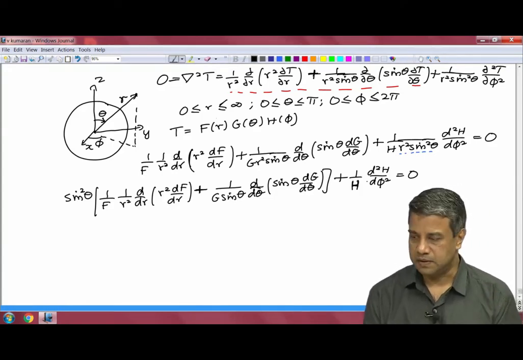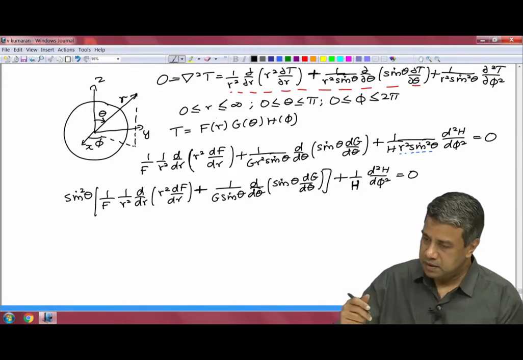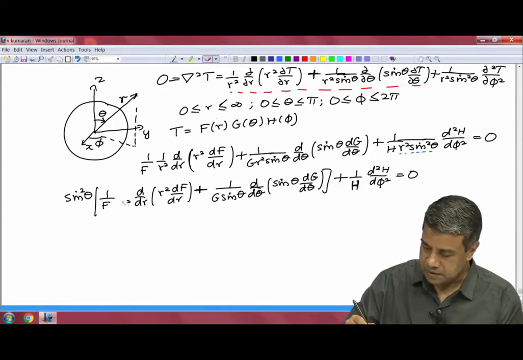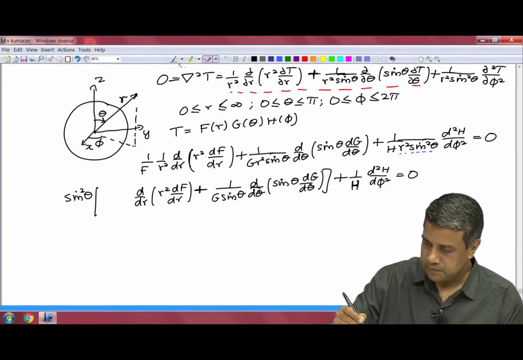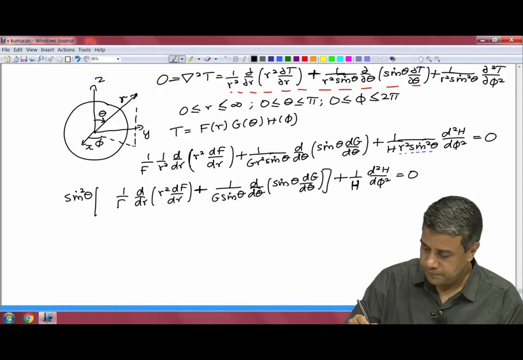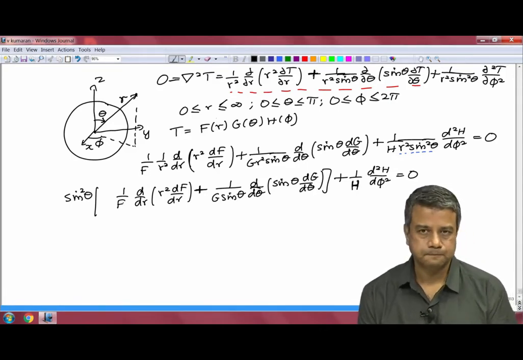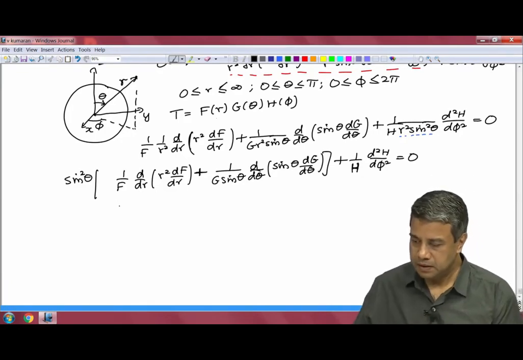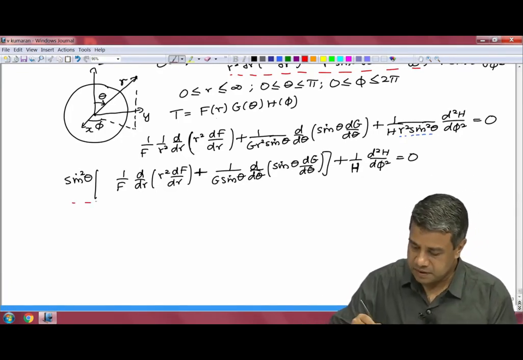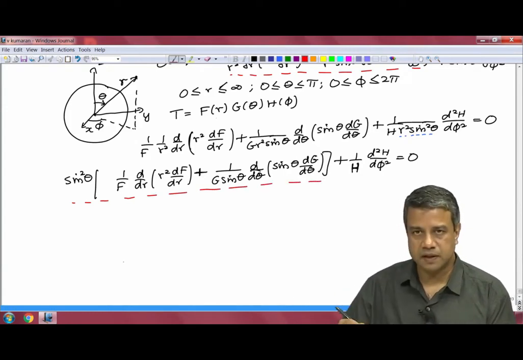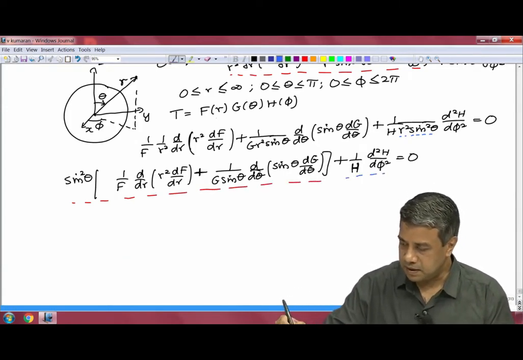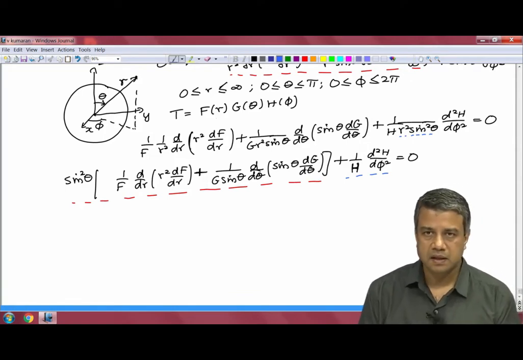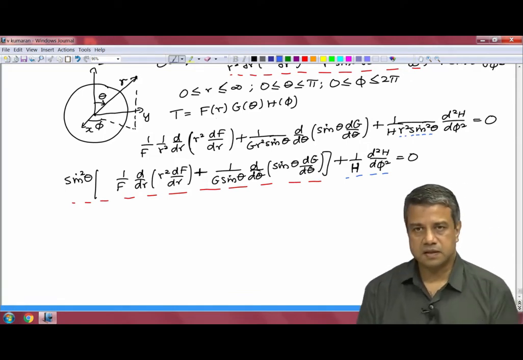So, this is the equation that you get if you multiply throughout by r square sin square theta. My apologies, this 1 over r square should not be there because I multiplied by r square. Now, you can see that this first term here is only a function of r and theta, and this second term here is only a function of phi. Therefore, both have to be constants.